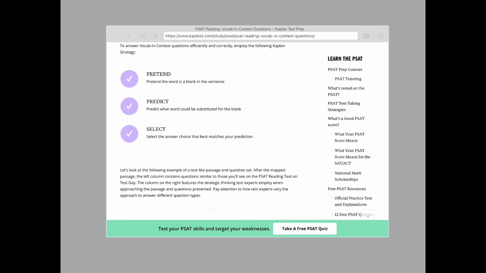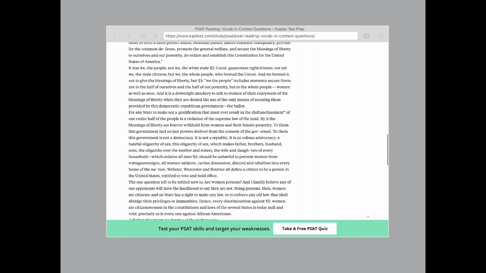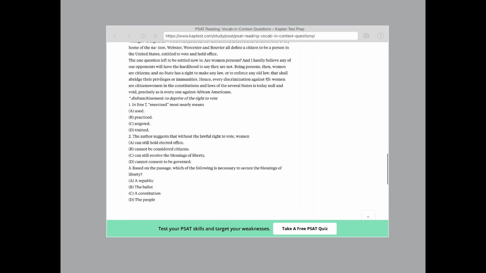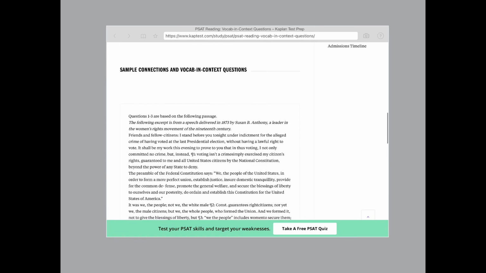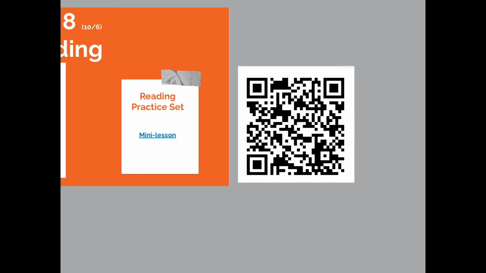Now, as you scroll down this website, you'll notice that there's an example of how these vocabulary in context questions work. You can explore this and work on this on your own. So I'm going to flash the QR code that's going to take you to this particular set of questions. Here's the QR code that takes you to that section on vocabulary in context on the Kaplan website. If you'd like to practice some of these techniques for the connections questions and the vocabulary in context, you can go to this mini lesson also at the Kaplan site, and it'll preview and take you through some of the information that we just went over, but also give you some practice questions to work on as well.